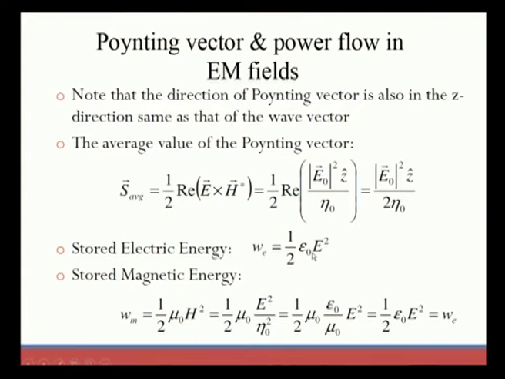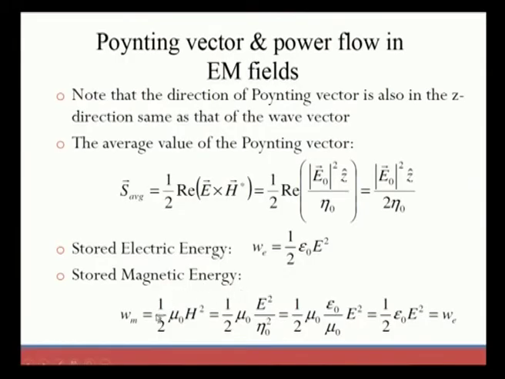So, with the Poynting theorem and with the help of the instantaneous and average values, we come to the conclusion that stored electric energy will be equal to stored magnetic energy at any instant. So, we have stored electric energy and also stored magnetic energy. This will be proved like this: W E is equal to 1 by 2 epsilon naught E square, and here W m will be 1 by 2 mu naught H square. Here the H square value will be replaced with E square divided by eta naught square.